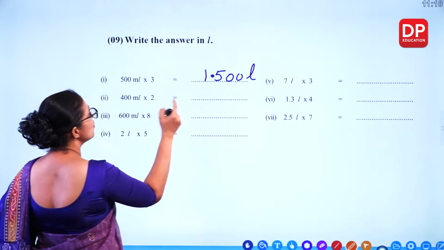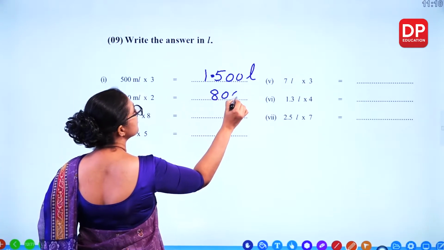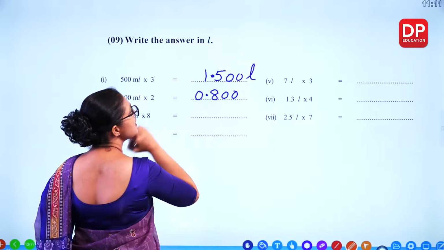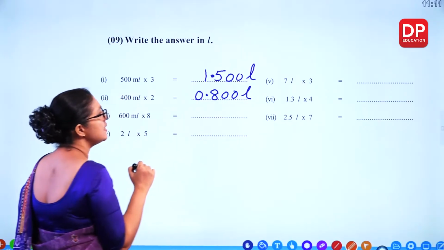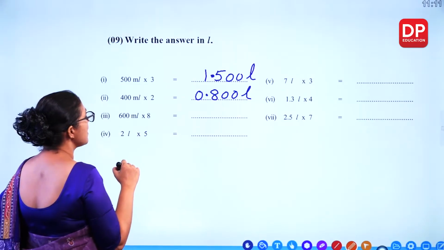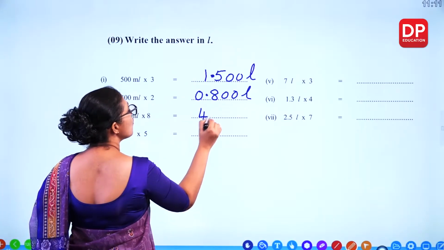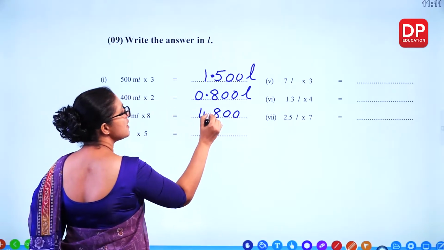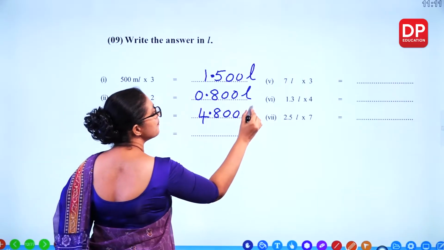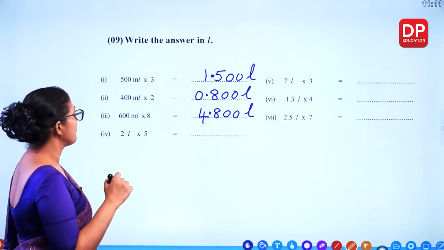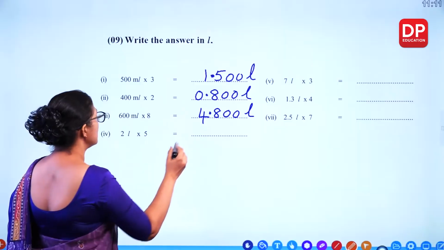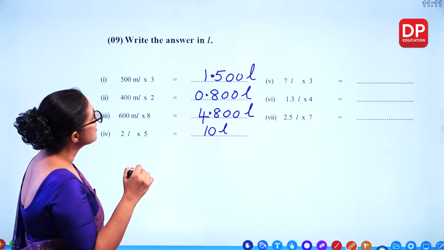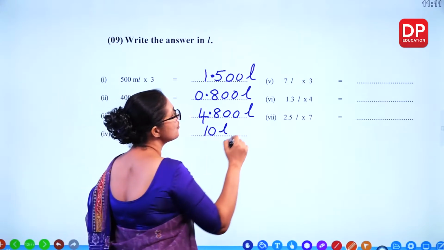400 times 2. 800. Divide by 1000. So you put the decimal point here. 0.8 liters. 600 into 8. 4800. Then divide by 1000 means you put the decimal point here. 4.8 liters. 2 times 5. 10. Already in liters. 7 liters into 3.